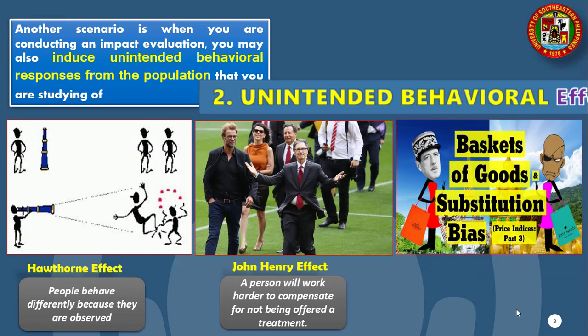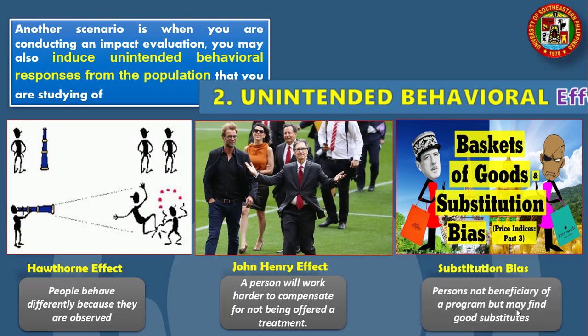And the third one is the substitution bias. Substitution bias is another behavioral effect that affects the comparison group. The units that were not selected to receive the program may be able to find good substitutes through their own initiatives.